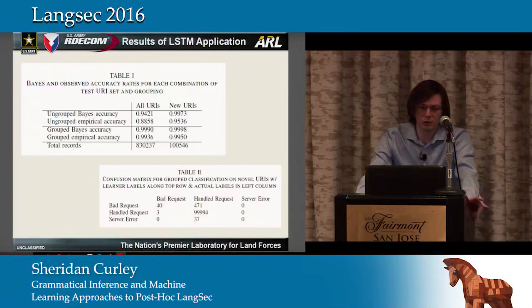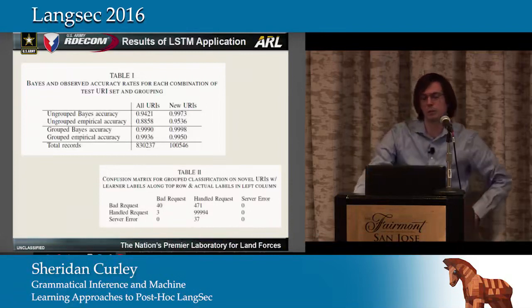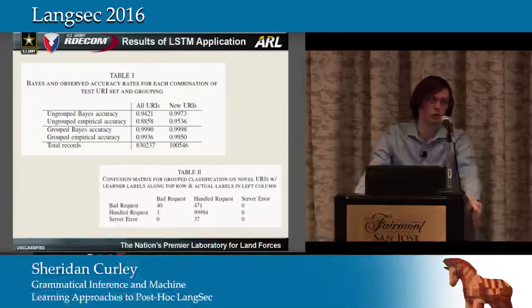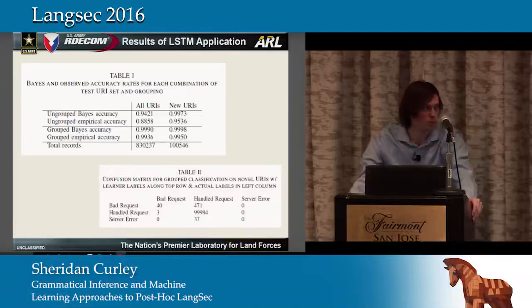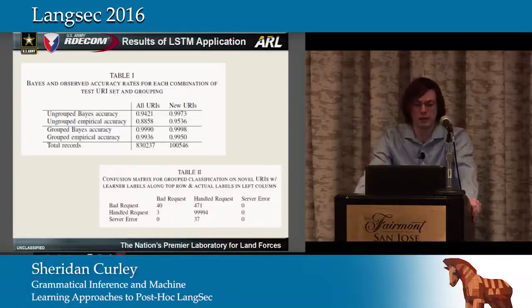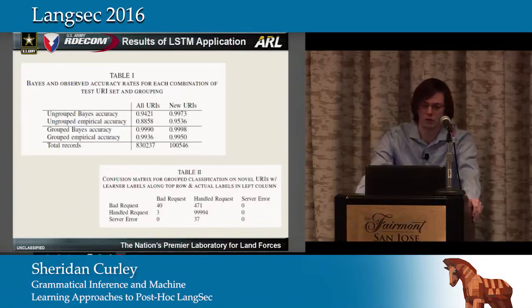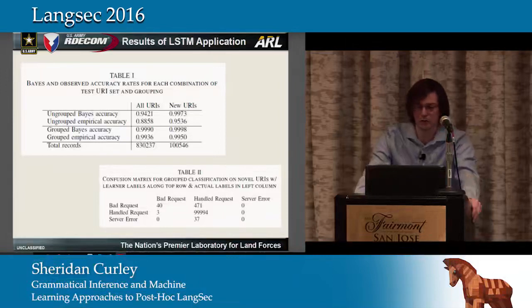Ungrouped versus grouped is, again, this idea of whether or not, ungrouped means that we allow for any possible server response code, so labeling it 501, 502, or whatever. Grouped is saying handled, not handled, or server error. In general, there weren't really many server errors, but they are technically possible in the group data. Table 2 gives a true positive, true negative, and all that good stuff for a very particular subset of Table 1.